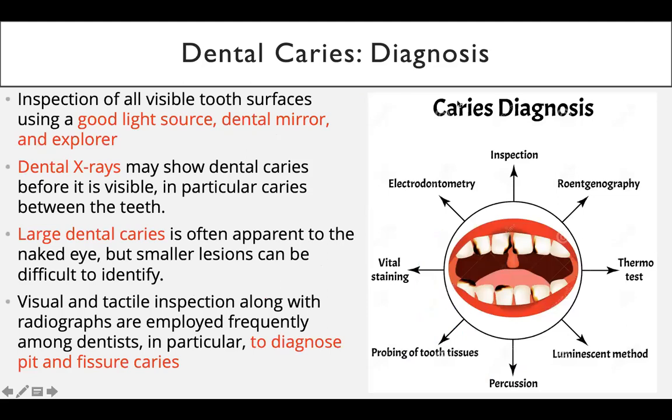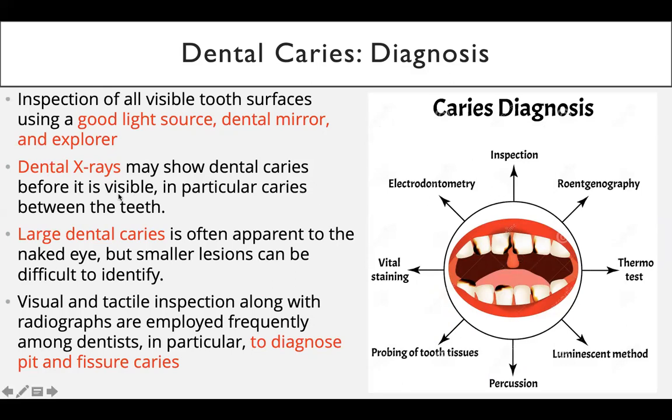And then we will go for the diagnosis, right? Diagnosis includes inspection of all visible tooth surfaces using a good light source, dental mirror, and explorer. So an explorer is a bent dental instrument which can be used to diagnose dental caries. Dental x-rays may show dental caries before it is visible. For example, if you cannot see the cavitation in the teeth, then you can use x-ray to see if there is ongoing infection inside the teeth, ongoing caries, formation of cavitation inside the teeth.